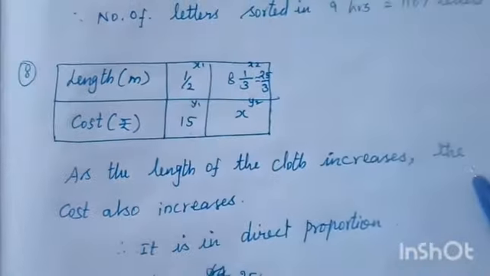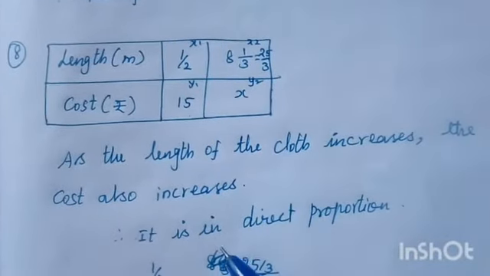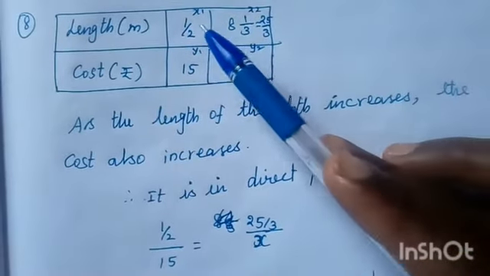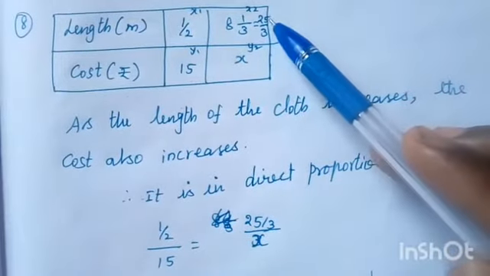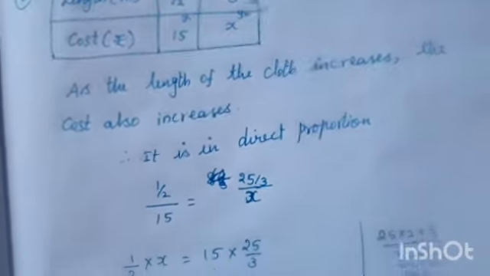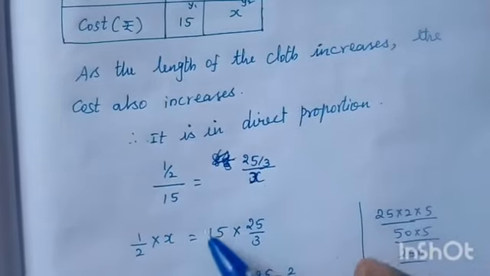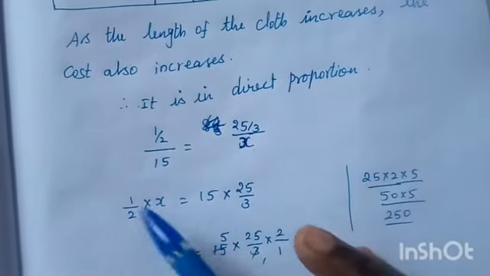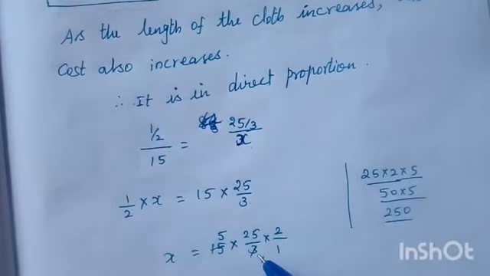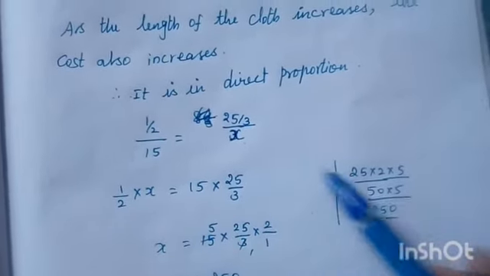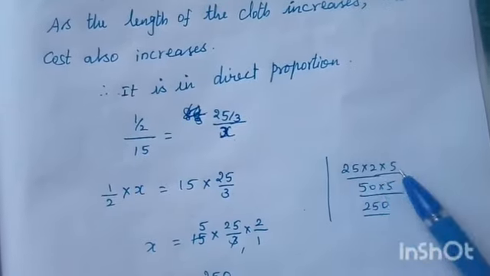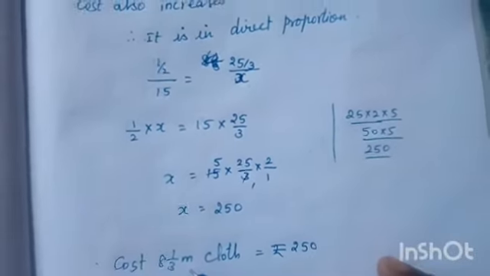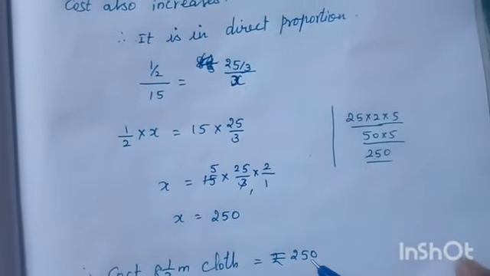As the length of cloth increases, the cost also increases, so it is in direct proportion. So X1 by Y1 equal to X2 by Y2. X1 is 1/2, Y1 is 15, X2 is 25/3, and Y2 is X. Cross multiplication: 1/2 into X equal to 15 into 25/3. So X equal to 15 into 25/3, with the 1/2 transposed to this side as 2/1. Cancelling: 1 three is 3, 5 threes are 15. After cancelling, multiply: 25 into 2 into 5. 25 into 2 is 50, 50 into 5 is 250. So X equal to 250. Therefore the cost of 8 1/3 meters of cloth is rupees 250.